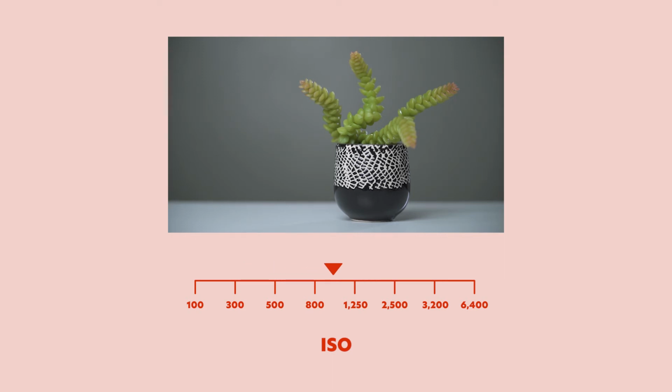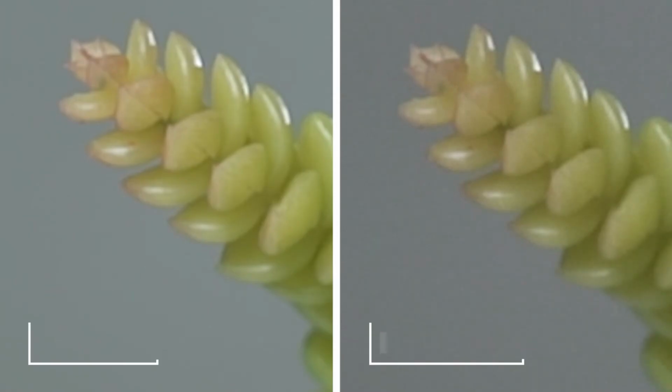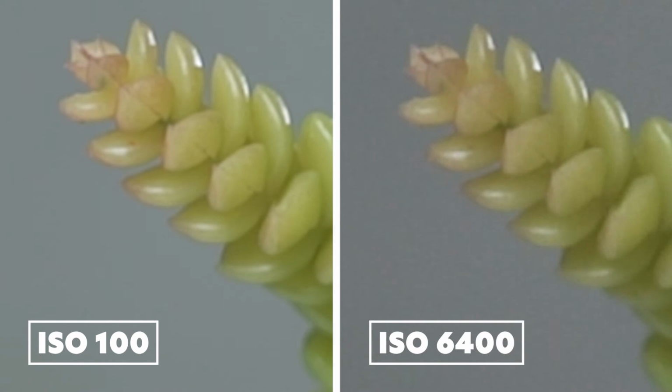Now, my Sony a7S II is doing a good job keeping that noise at a minimum, even as the ISO gets really high. But if we zoom in, then you can see how much cleaner the image is at the low ISO of 100 on the left, than the shot on the right at ISO 6400 that's got all that noise.